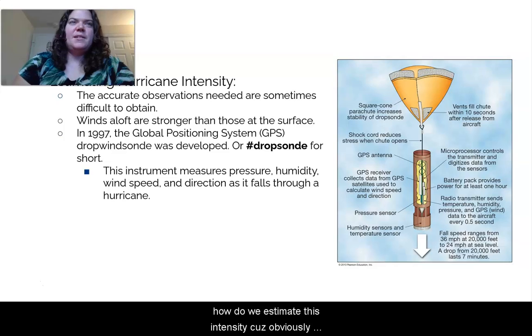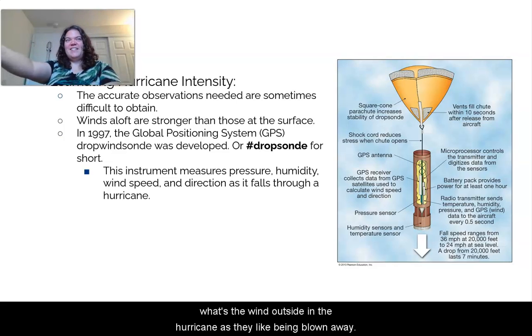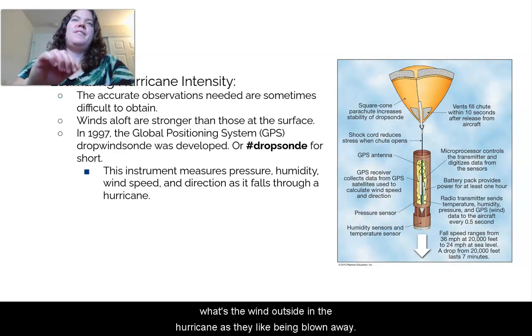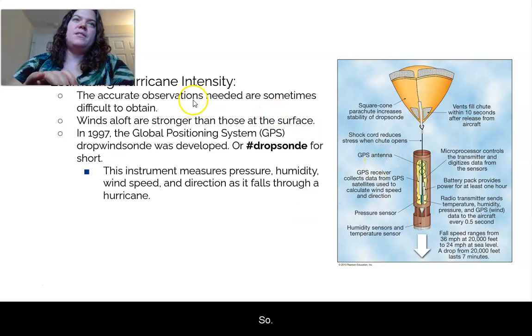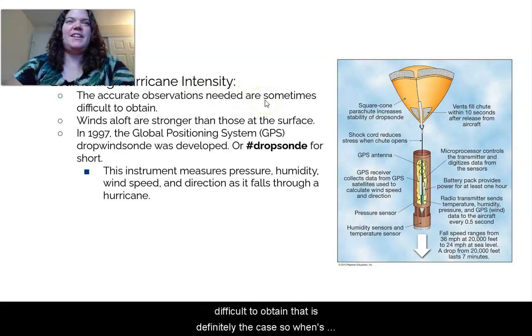So how do we estimate this intensity? Because obviously someone's not out there with their wind meter being like, oh, what's the wind outside in the hurricane as they're being blown away? No. So it says accurate observations are needed, but sometimes difficult to obtain. That is definitely the case.